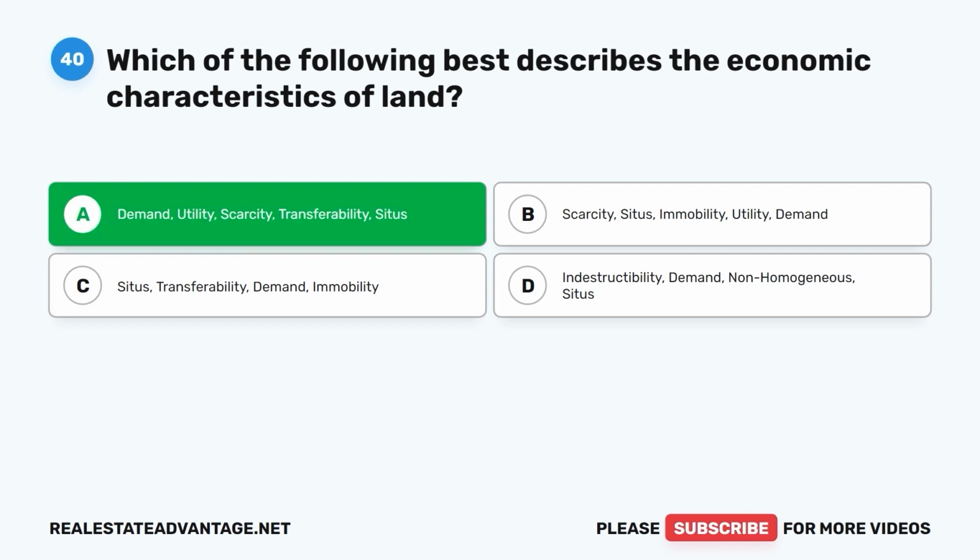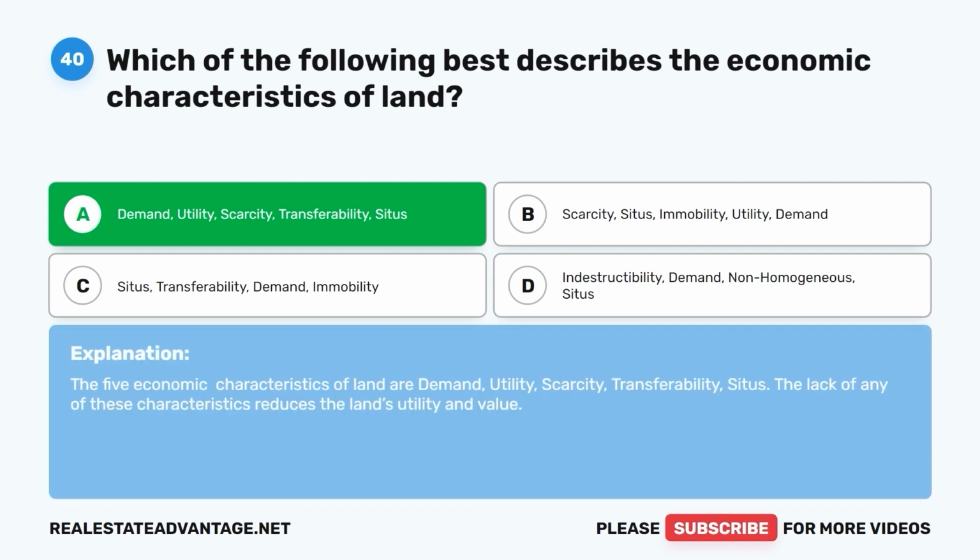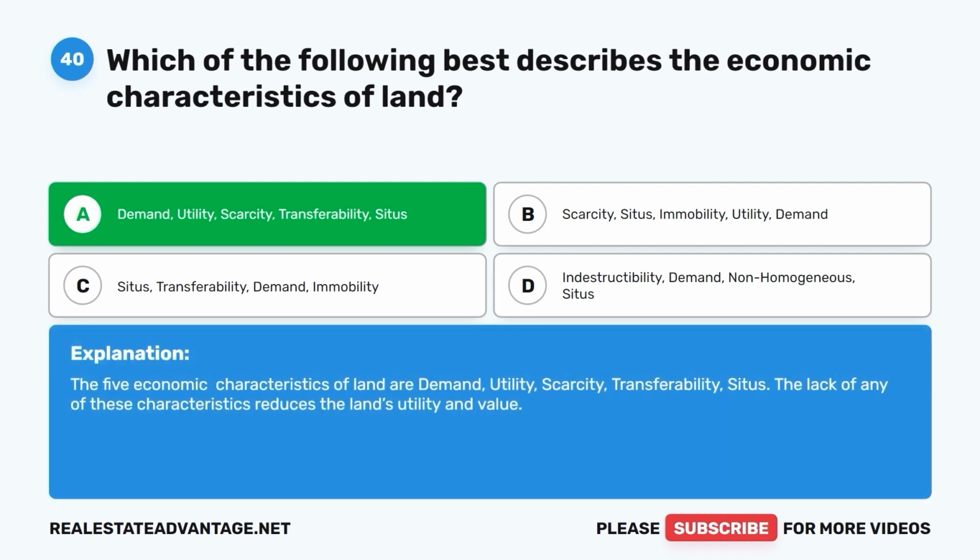Demand, utility, scarcity, transferability, situs. The five economic characteristics of land are demand, utility, scarcity, transferability, situs. The lack of any of these characteristics reduces the land's utility and value.